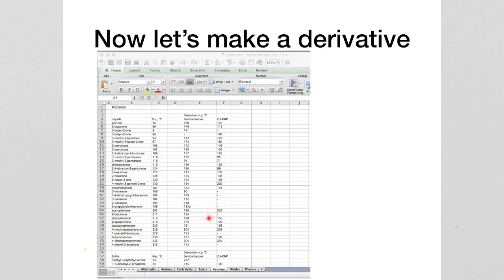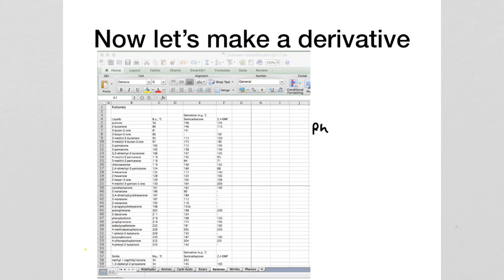Or you could make the 2,4-DNP derivative. This might even be a better one to make because look at the big difference in the melting point. The propiophenone derivative has a melting point of 190. The phenylacetone derivative has a melting point of 155. Now, what are these derivatives? Well, what these derivatives are is their reactions.